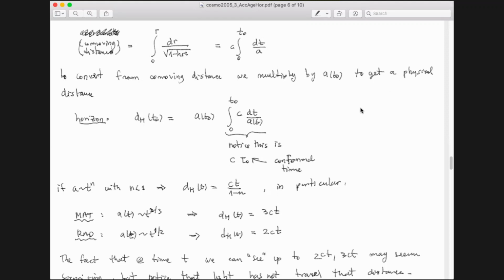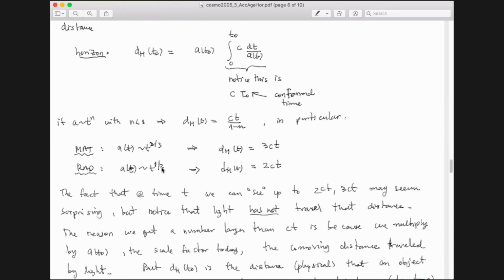So it will become 3 CT naught. You should exactly find out the factor of 3 in front, because it's very important. It's an integral. Now if you do it for a radiation dominated universe, with a going as t to the power half, then you will find the horizon size is 2 CT.